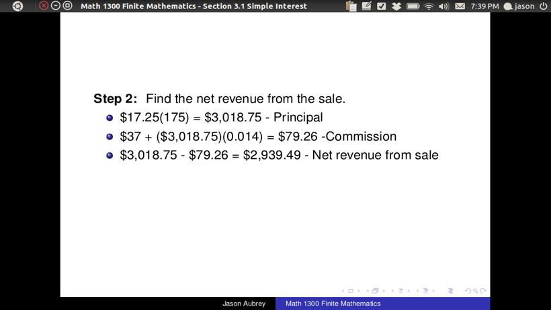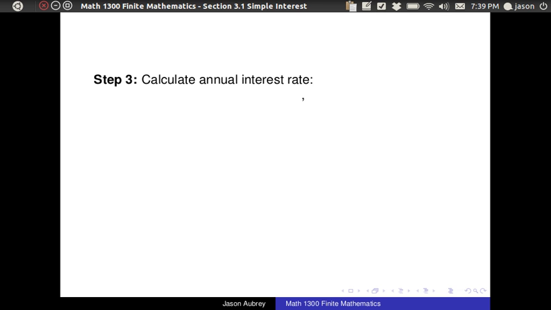All right. So that's $3,018.75 minus $79.26. That comes to $2,939.49. That's the net revenue from the sale. Okay. Now we've got the information we need to calculate the annual interest rate. That's what we want to figure out. All right, was this a good investment or was it not a good investment? To figure that out, we need to know the annual interest rate.